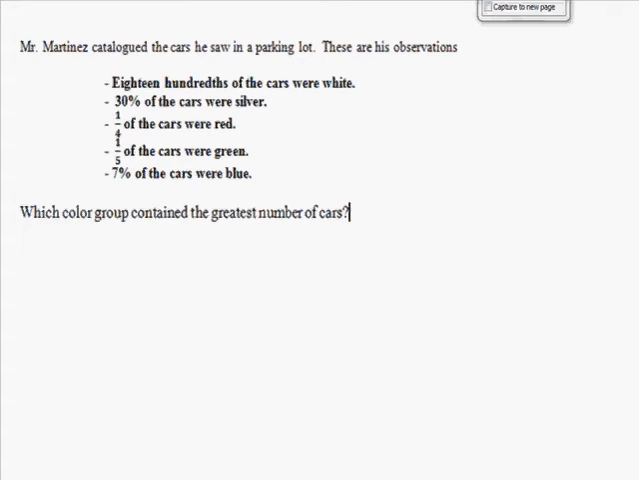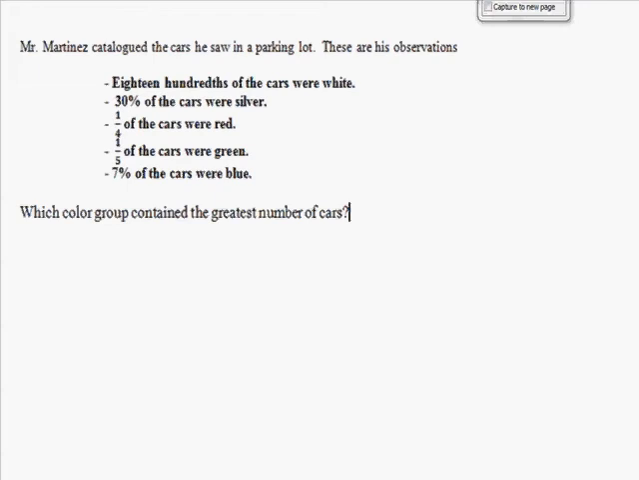So I want to figure out which color group had the greatest fraction, decimal, or percent of cars. Looking at this, it does look like I have percents to compare, I have fractions to compare, and I have decimals to compare. I prefer to work with percentages, so I'm going to start by converting all of these values into percentages.